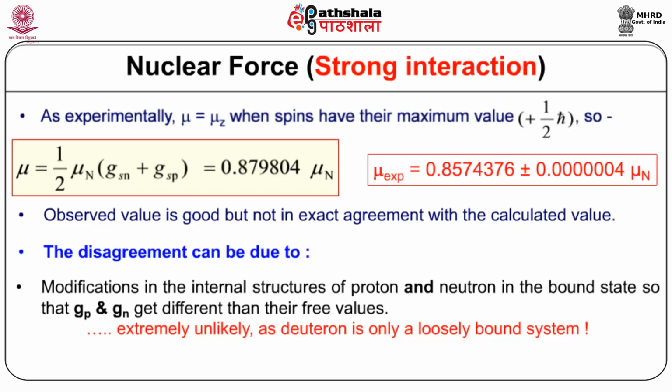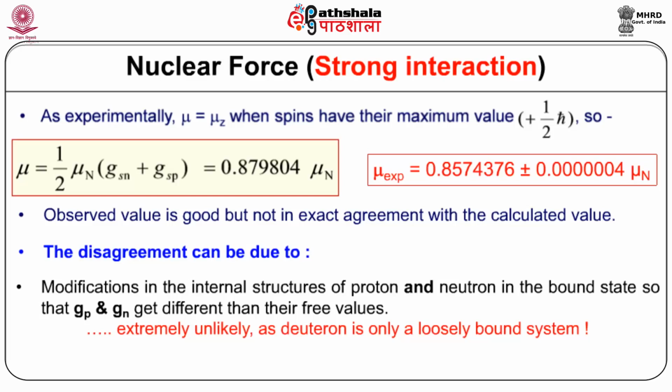So theoretically speaking, if the deuteron ground state has L equal to 0, then mu should be 0.879804, whereas the experimental value is measured as 0.857436776 plus minus 0.000004 mu n. So the observed value is found to be in good but not in exact agreement with the calculated value. So a disagreement is seen between the measured value and the calculated value.